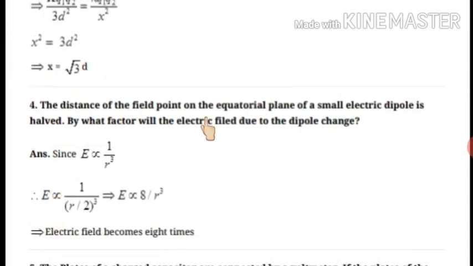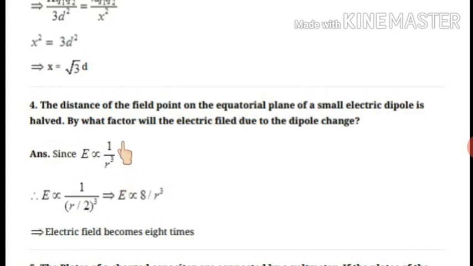the distance of the field point on the equatorial plane of a small electric dipole is halved. They are talking about an electric dipole and the equatorial position. By what factor will the electric field due to the dipole change? First of all, we know that whenever we talk about electric field intensity due to an electric dipole, E is inversely proportional to R cube. Now they are saying that if the distance is halved, if R becomes R by 2, what will be the impact on the electric field? This is the question. So we know E is inversely proportional to R cube.